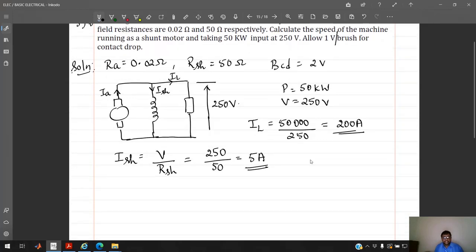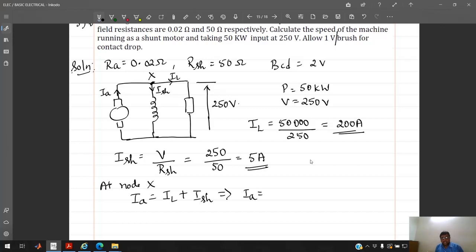ISH is calculated and IL is calculated. Directly you can apply KCL at node X. At node X, I can write IA is equal to IL plus ISH. So IA is equal to 200 plus 5 amperes. You are going to get 205 amperes as the armature current.